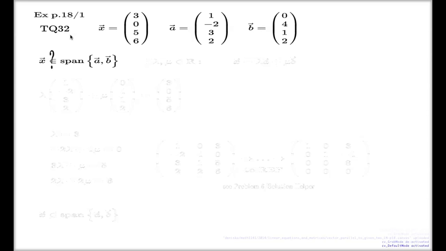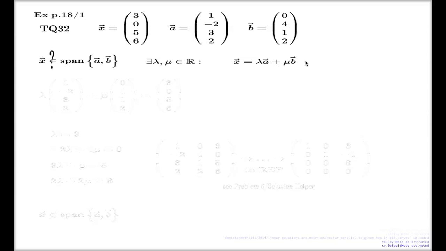You have to test that one vector is parallel to the span of the other two. So when we test for something like this, if you remember what the span is, we need to see if we can find two numbers, lambda and mu, such that x is a linear combination of A and B with these two numbers.